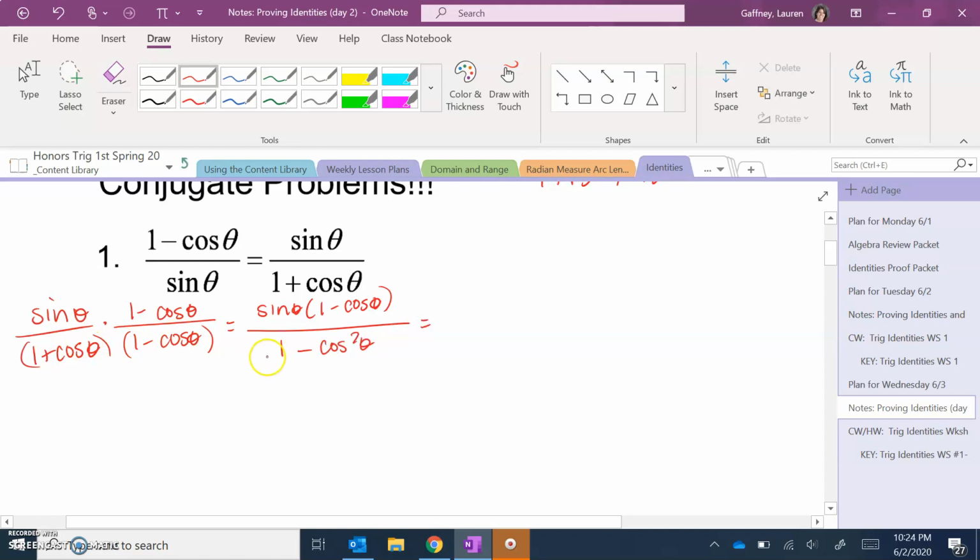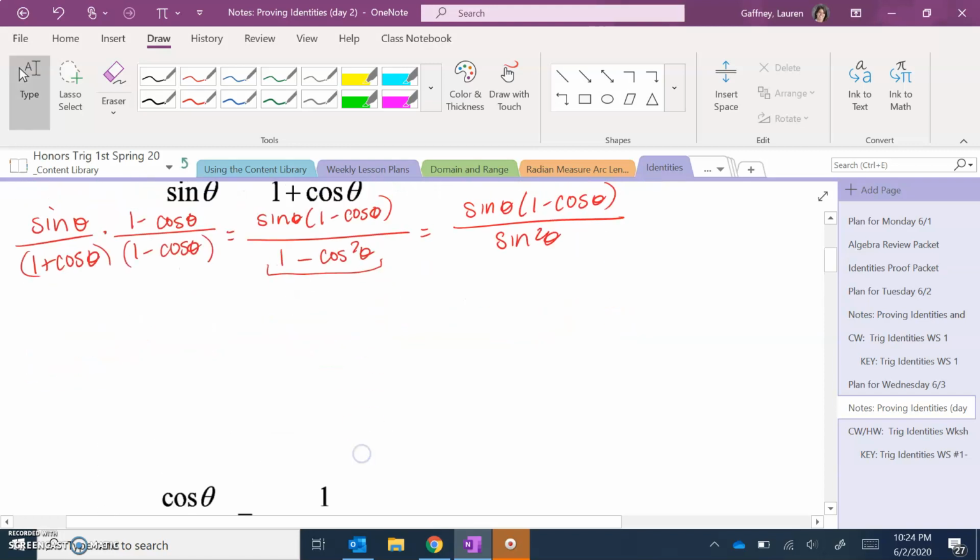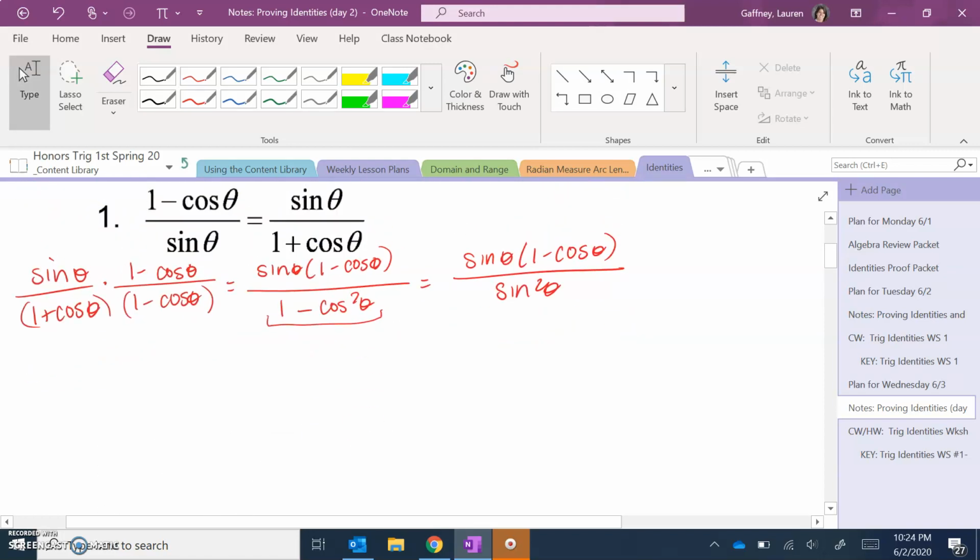Well, remember from our chart yesterday, 1 minus cosine squared theta is the same as sine squared theta. Sorry, can't write fast enough. I know I'm not going vertically. It's because I want to show you how to do it two ways, so I want room for both. You should definitely keep doing these vertically.